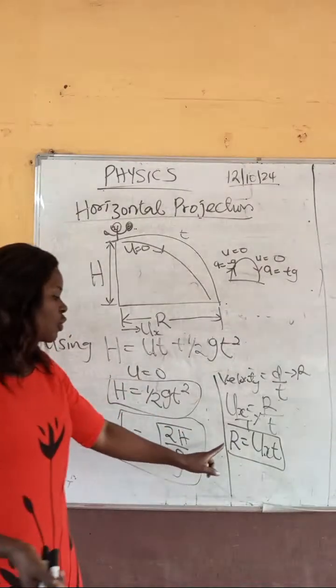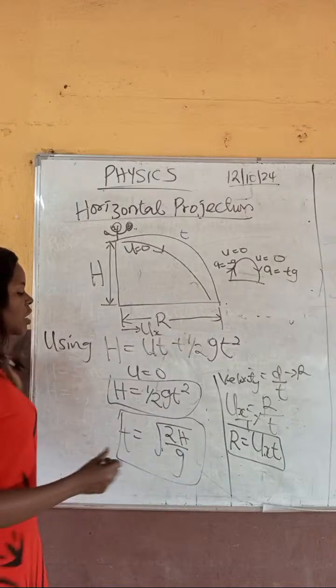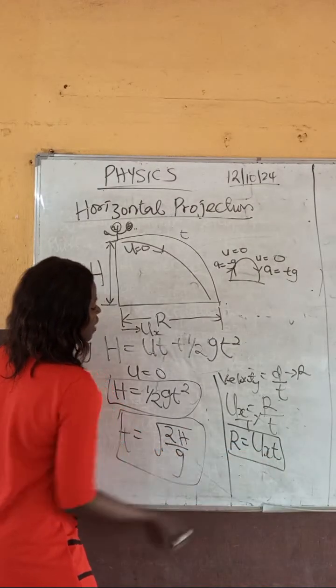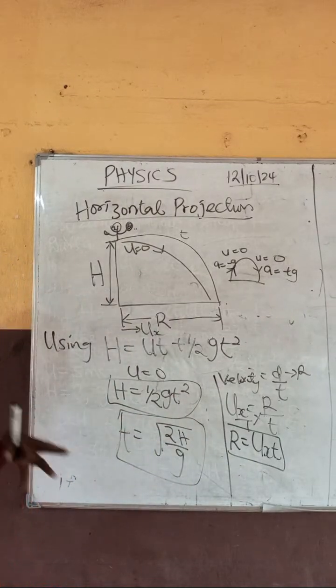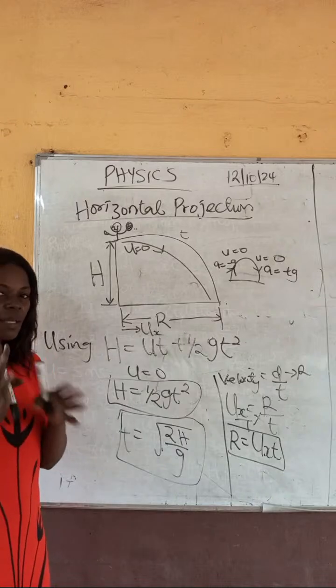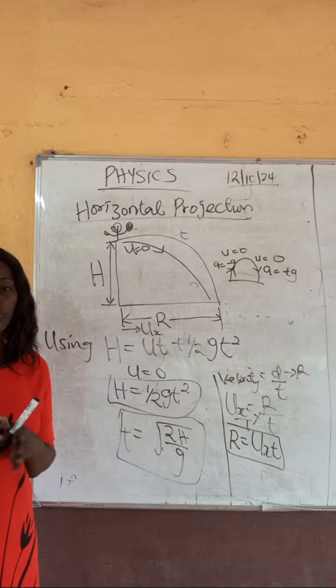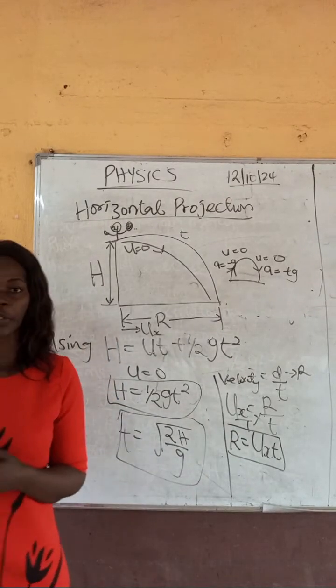Already they give us the horizontal distance, which is range, and the initial velocity. So if you substitute it into this one, you are going to look for your what? Time. Then you put the time here to get the height. So you should know the whole equation, so that when the examiner wants to trick you, you know how to follow it. You understand? So I'll solve one more question under horizontal projection.